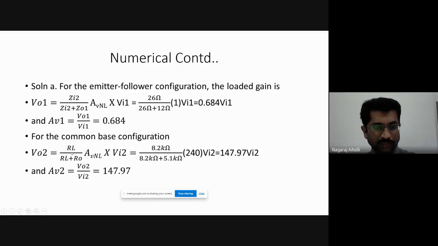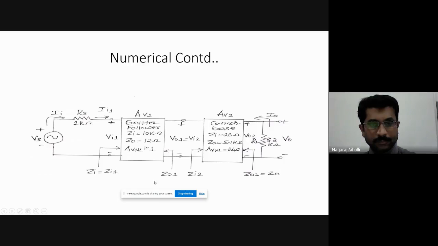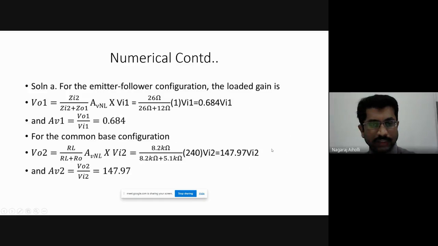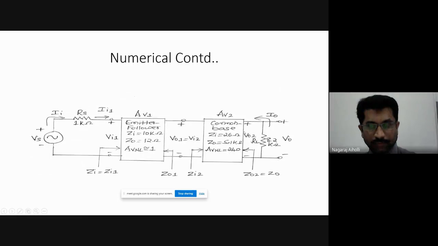That is V02 is equal to RL by RL plus R naught into AVNL into VI2. Now what will be RL for the second stage? Just see the diagram. It is RL only, correct? Then RL plus R naught. What will be R naught for the second stage? It is Z naught 2, that is the output impedance of the second stage.